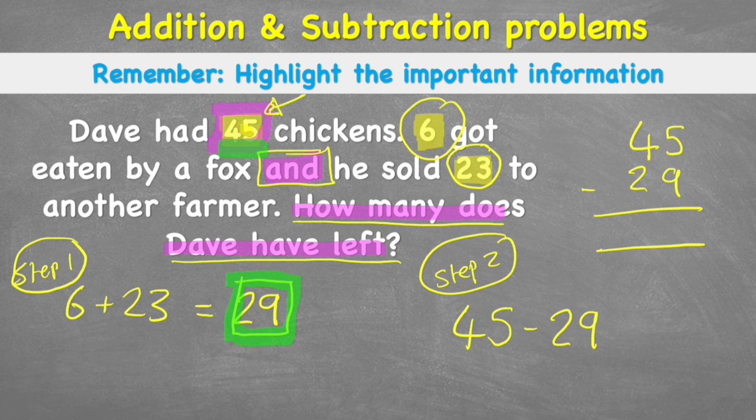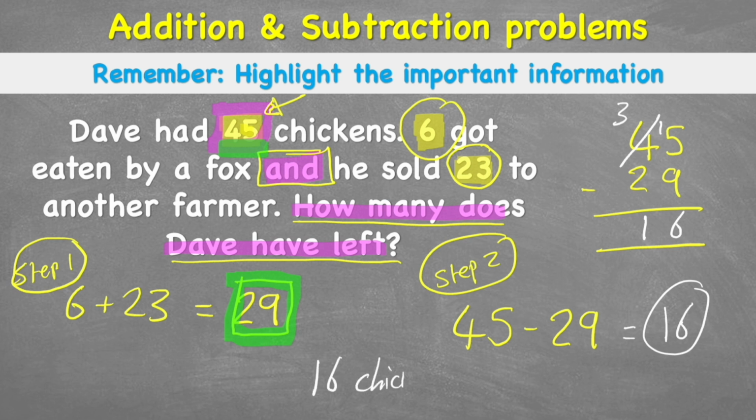5 subtract 9 I can't do, so I'm going to borrow from next door. 15 subtract 9 is 6. 3 subtract 2 is 1. So we have 16 left. So my final answer would be 16 chickens.